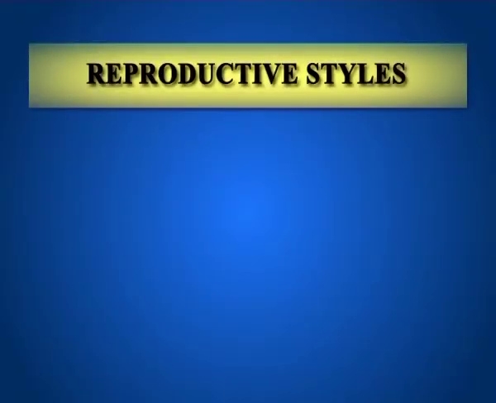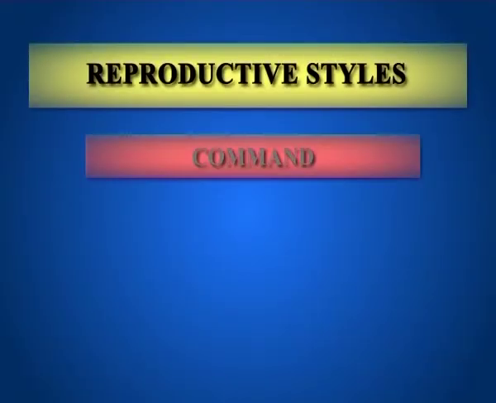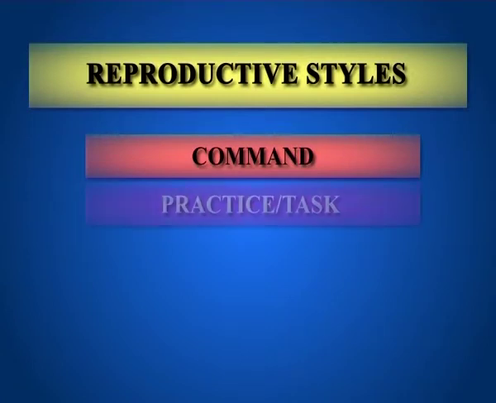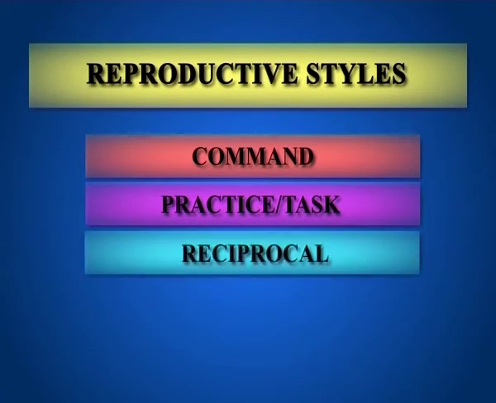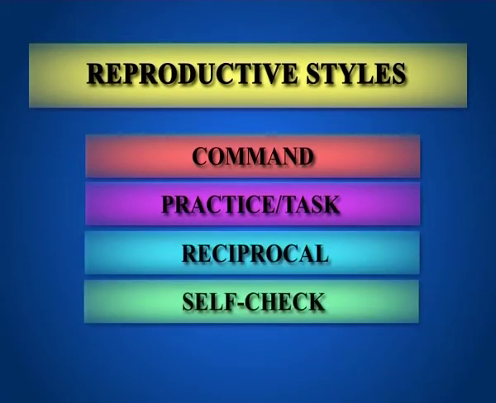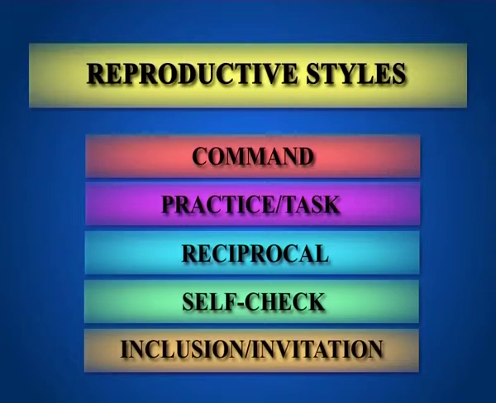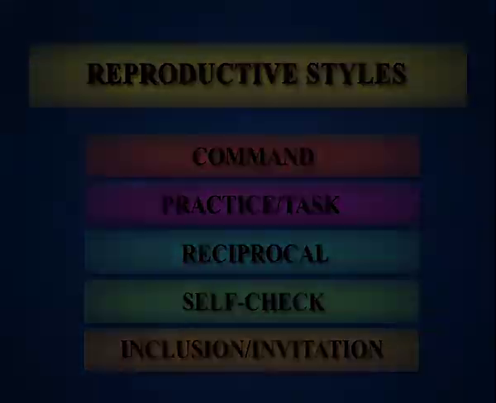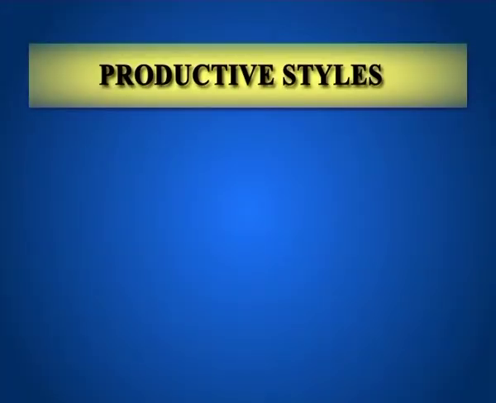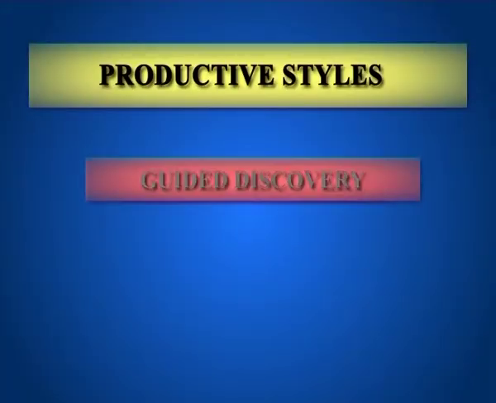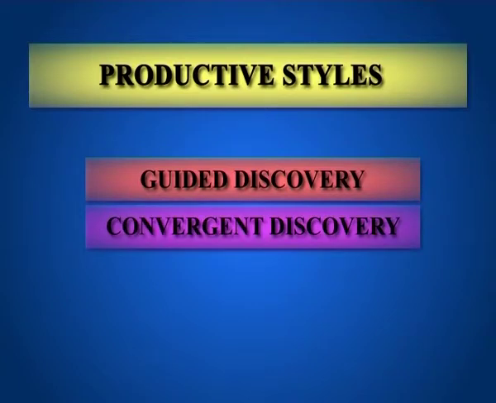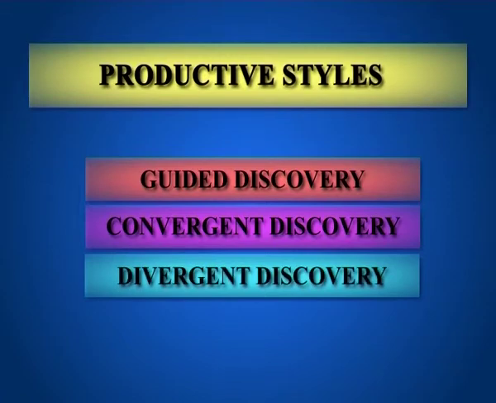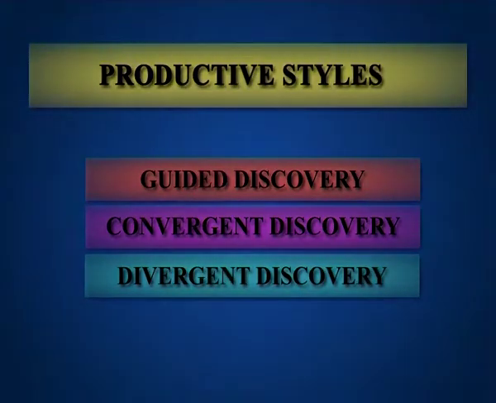The 2 styles are reproductive style, that is command, practice, that's tasks, reciprocal, self-check, and inclusion, that's invitation. The other style is productive style, that is guided discovery, convergent discovery, and divergent discovery.